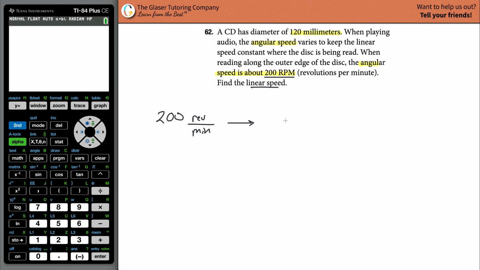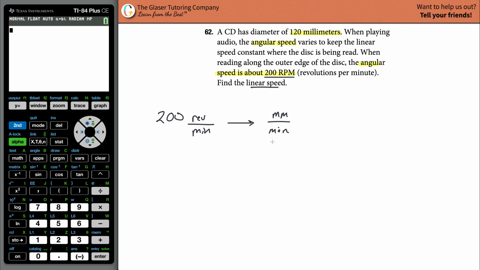Now, it doesn't tell us what the units have to be, so why don't we make it easier on ourselves? Let's just leave it in terms of minutes. And since they're giving me millimeters as my length unit, I'm going to leave it in terms of millimeters on the top as well. So essentially what we need to do is somehow convert from revolutions into millimeters.